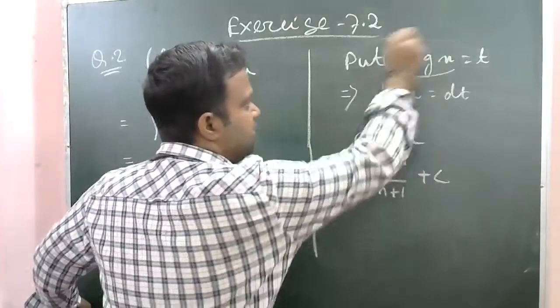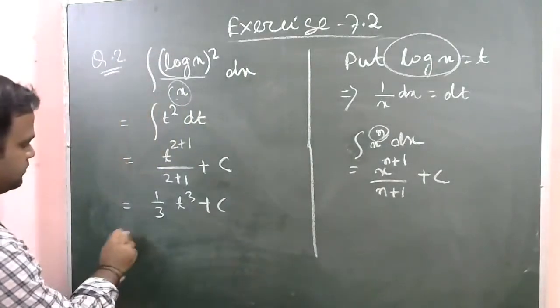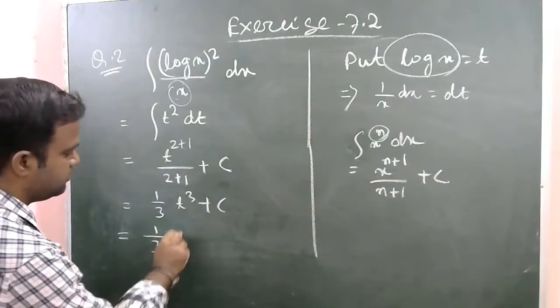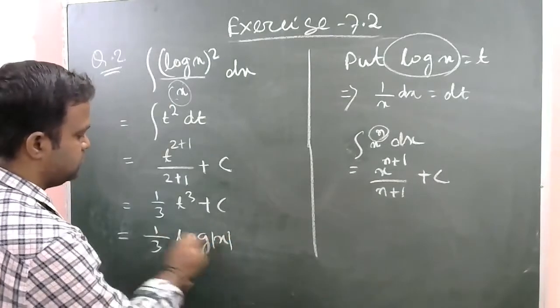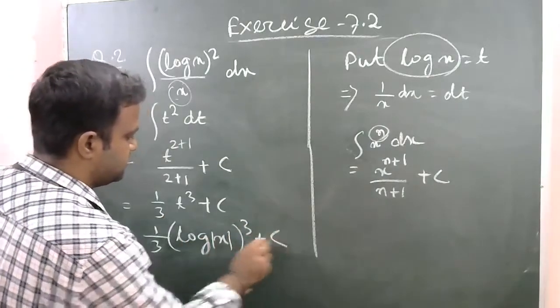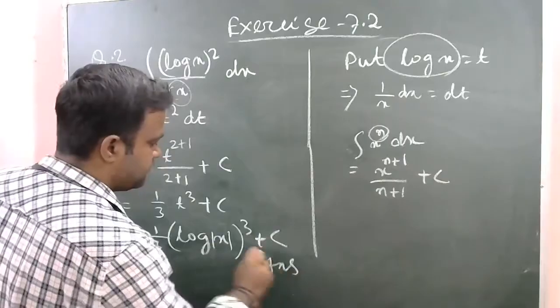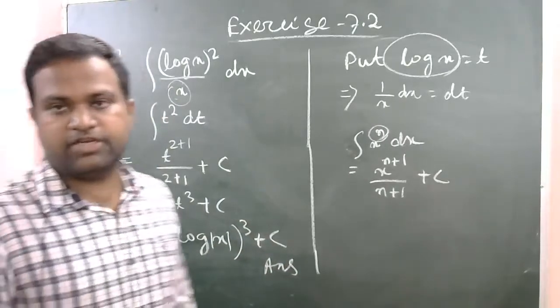So that is 1 by 3 t cube plus c. Or you can write what t is. We have taken t as log x, so you can write 1 upon 3 log x whole cube. This is the answer. I hope it's clear. Now we'll go to question number 3.